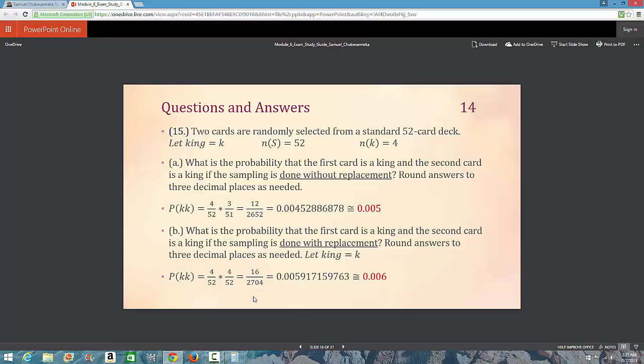Okay, what if it was done with replacement? That's fine. This is with replacement condition. So these are independent events. You just multiply the two probabilities. They are independent events. This case is dependent events. Without replacement is dependent events. With replacement are independent events.